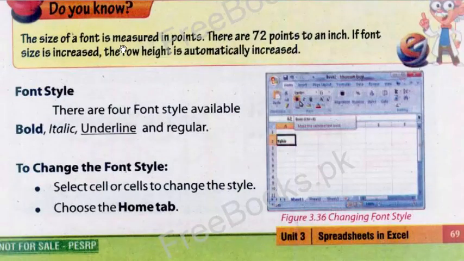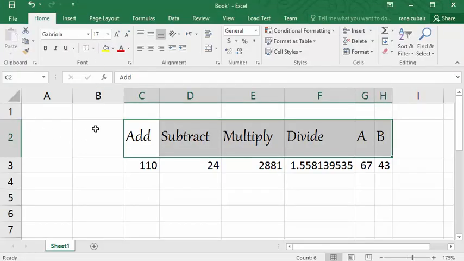The size of font is measured in points. There are 72 points to an inch. If the font size is increased, the row height is automatically increased. As you have seen, when the font size was increased, the row height also increased.